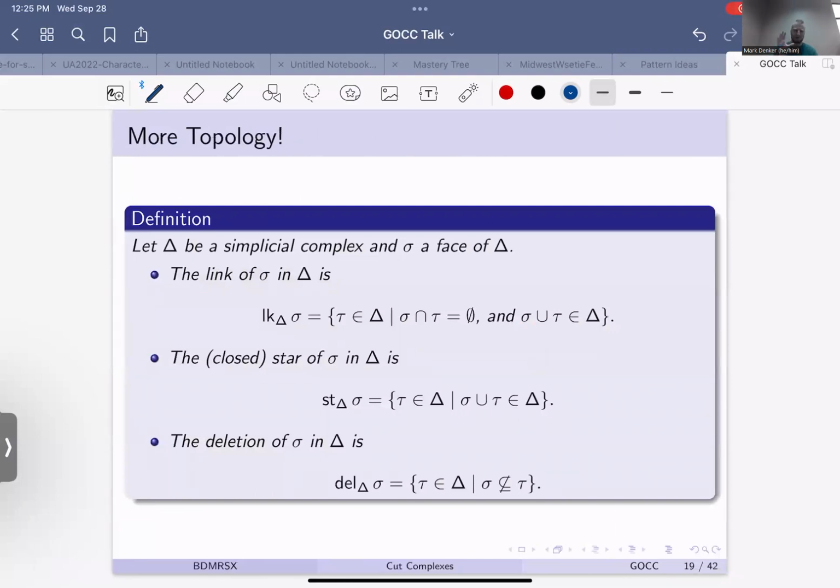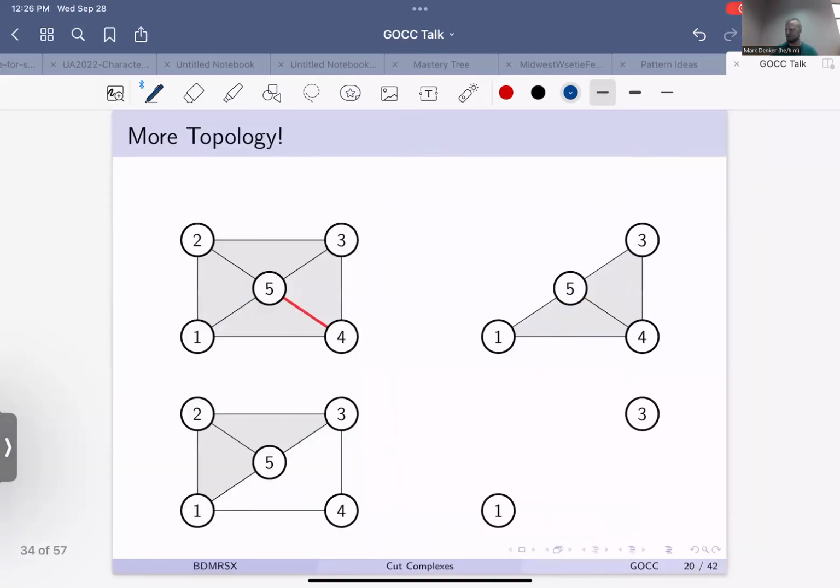So in order to demonstrate the good news, we're going to have to do a little bit of topology lesson. So there is something called the link of a face in a simplicial complex. I think of it as all the different faces you can view from that face. The star is everything containing that face, and the deletion is what happens when you remove that face. These concepts are maybe a little difficult to just word out, so let's see an example.